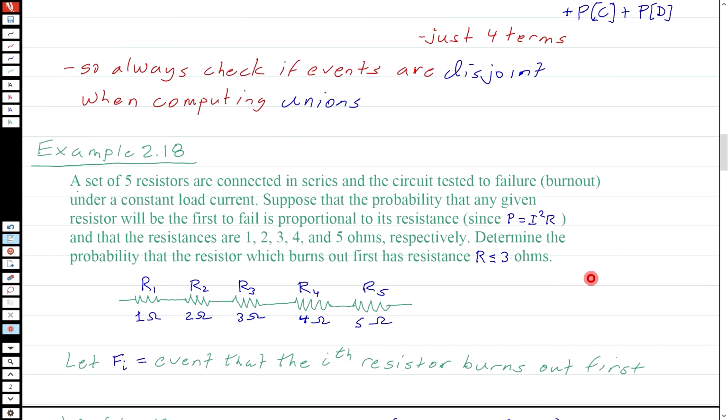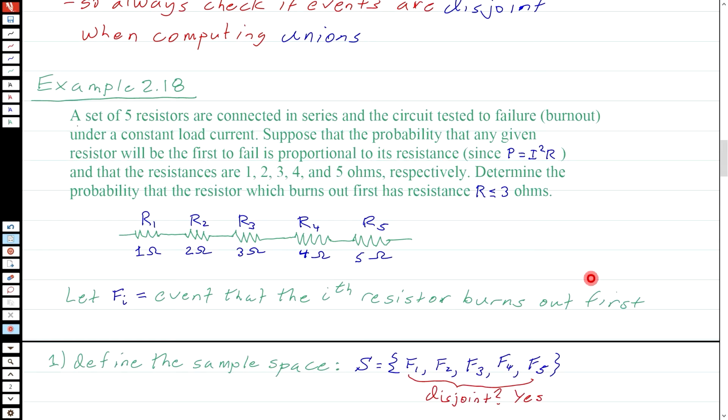Okay, so let's look at an example. Let's suppose we have 5 resistors connected in series, and the voltage or the current on the circuit is gradually turned up until one of the resistors burns out. Suppose the probability that a given resistor will be the first to fail is proportional to its resistance, since P is equal to I squared R.